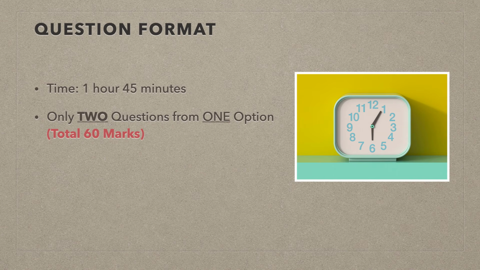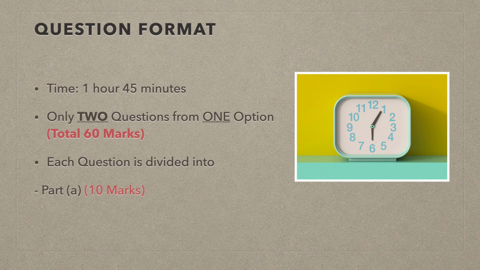The total mark for Paper 2 is 60 marks. Each question is then divided into Part A and Part B. Part A is 10 marks and Part B is 20 marks.